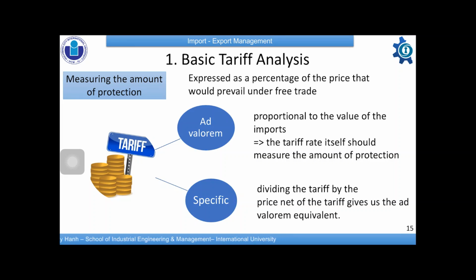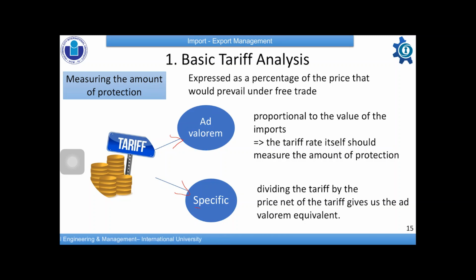We will calculate the amount of protection of tariff in this lesson. Do you still remember what tariff is? Tariff is an amount of money charged on the imported products, right? And we have two types of tariff. The first one is specific tariff, and the second one is ad valorem tariff.